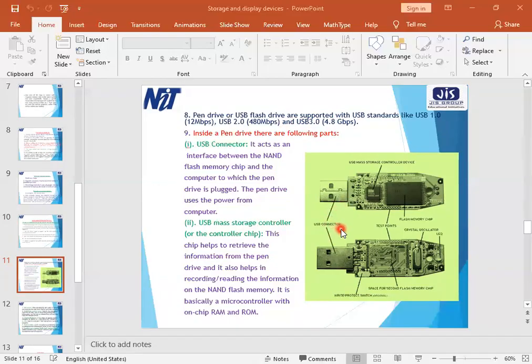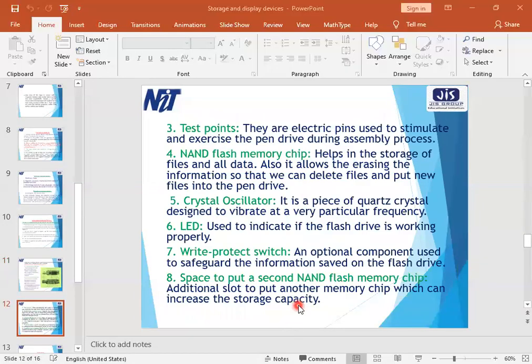USB mass storage controller. The USB mass storage controller is another part of this pen drive. This chip, this one. This chip helps to retrieve the information from the pen drive, and it also helps in reading the information on NAND flash memory. It is basically a microcontroller with on-chip RAM or ROM.